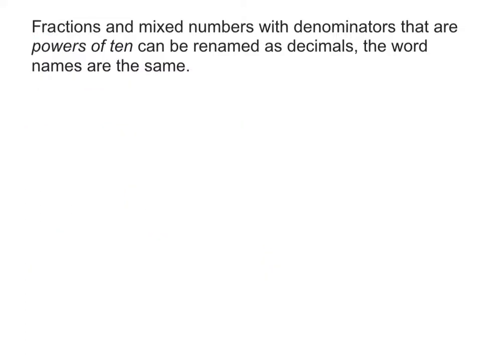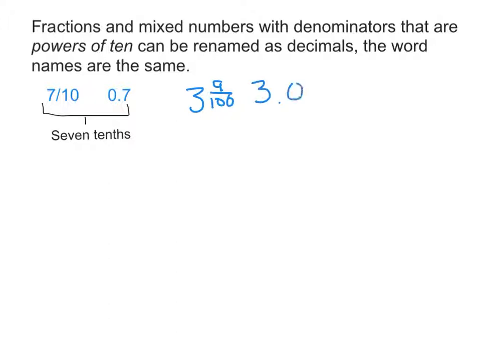Fractions and mixed numbers with denominators that are powers of 10 can be renamed as decimals, and the word names are the same. For example, 7/10 is a power of 10 and can be written as 0.7. Both of these are 7/10. In the next one, 100 is a power of 10, so 3 and 9/100 is written as 3.09, with the 9 being in the 100ths place.